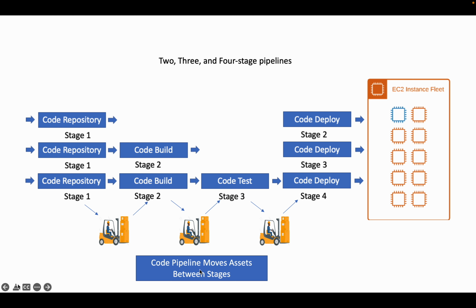And AWS CodePipeline is the name of the product that listens for any changes in any given stage, and when it's necessary, it will move code from one stage to another.